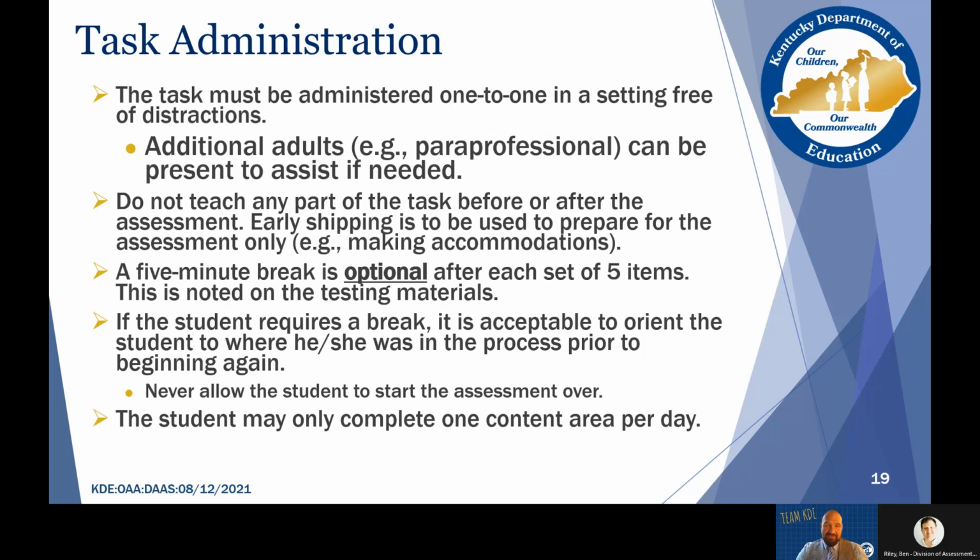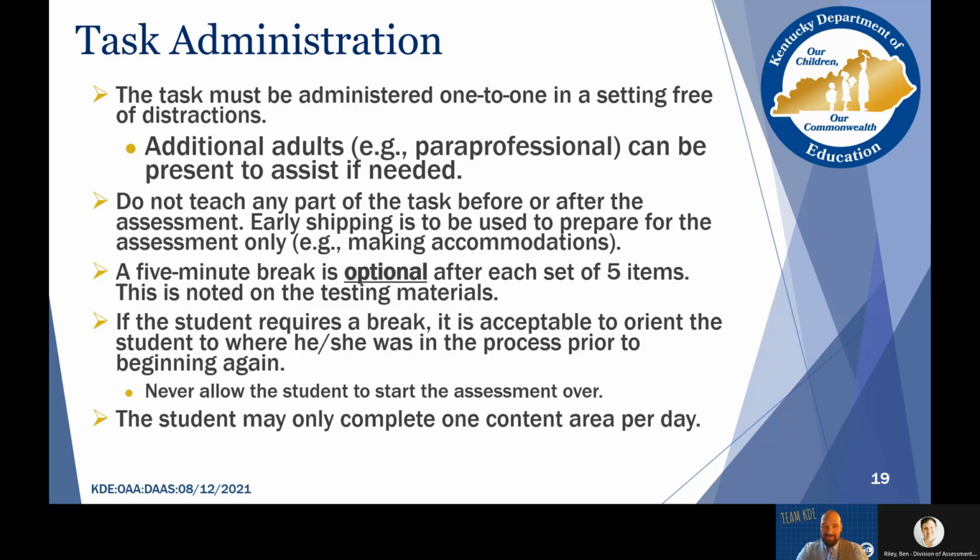When starting the Attainment Task administration, remember that it is to be administered in a one-on-one setting, although additional adults may be present to assist the student if needed. It is important not to teach any part of the task prior to administration or in between administration sessions. The 5-minute break between each 5-item task is optional and may be taken or not. However, sometimes students require a break within a 5-item set. If a student requires a break, teachers and test administrators may orient the student to where they were in the process before restarting. Teachers and test administrators should never restart an item set from the beginning.